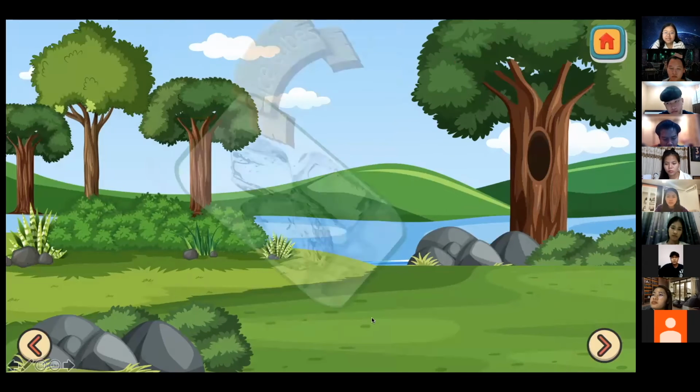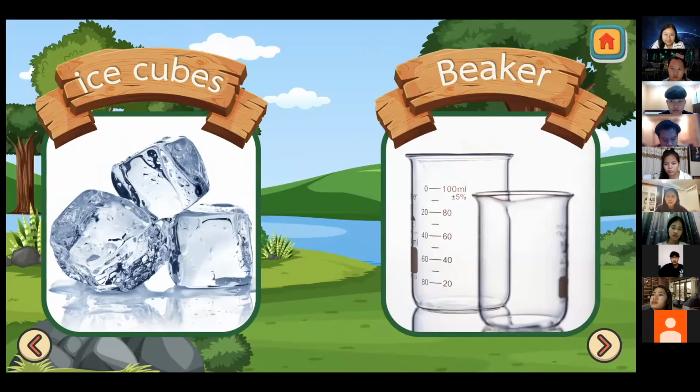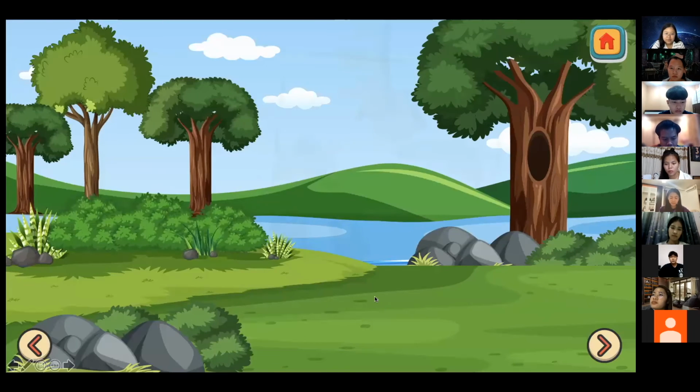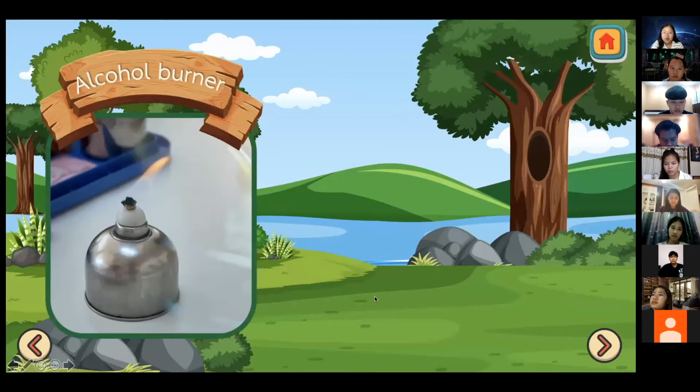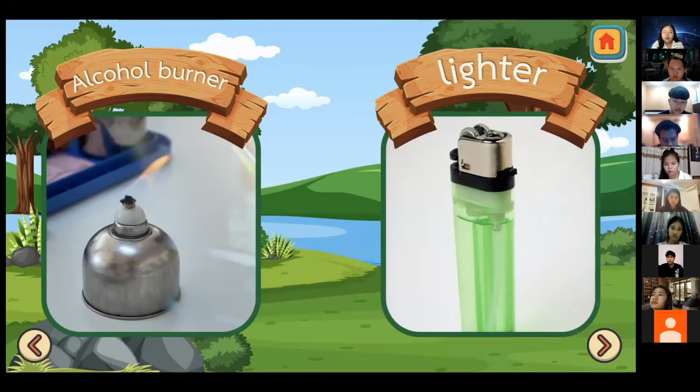The first one is ice cubes. Next is a beaker. Next, you will have the alcohol burner. And the last equipment is a lighter, or you can use a match. Okay.